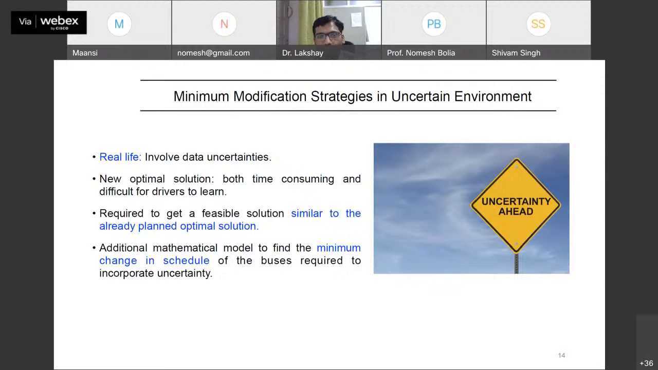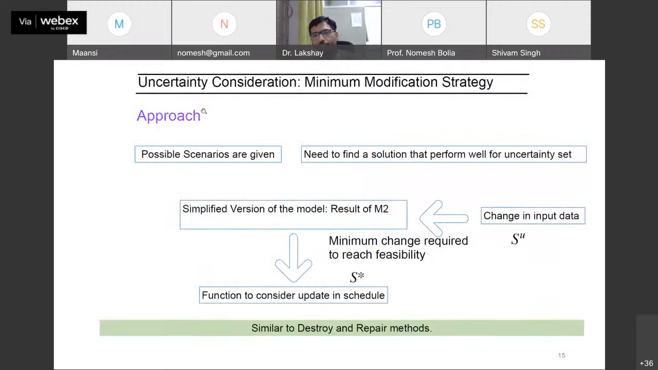Just bear with me for 10 more minutes, I will be able to finish, okay? So this is the approach for such a study. You can see here the possible scenarios. The uncertainty set is given to you, where demand can go in a range like 100 to 150. You know that uncertainty set, and you have to make an uncertainty set out of that. So there is a change in the input data for a given scenario U.